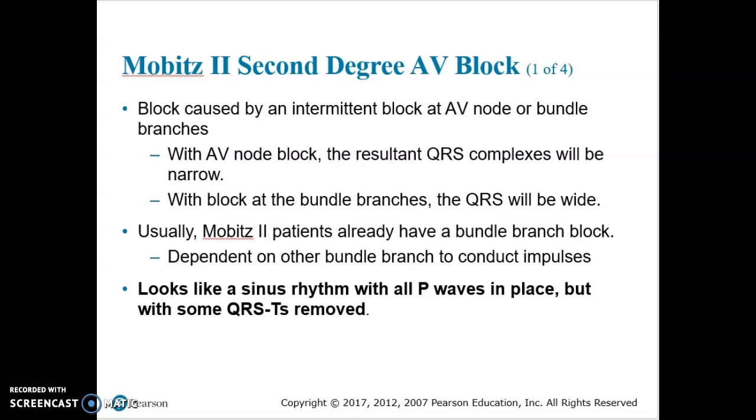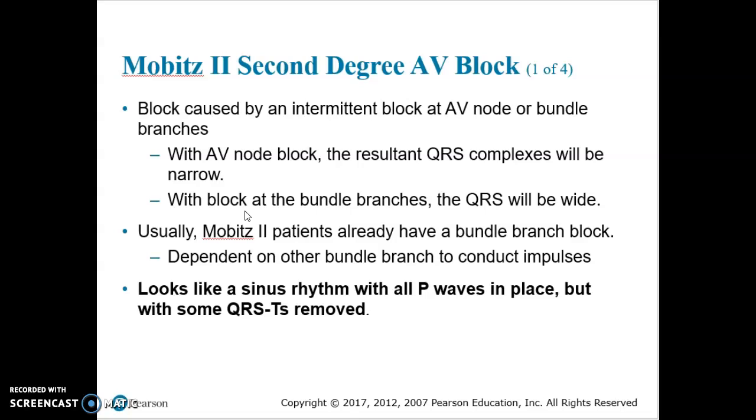Chapter 11, Video 3. In this video, we're going to talk about Mobitz 2 second degree AV block. With Mobitz 2, this is a little bit different. The block is caused by an intermittent block at the AV node or the bundle branches. So the block can happen in the AV node or the block can happen in the bundle branches.